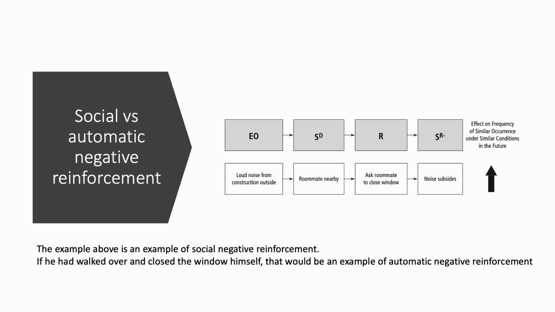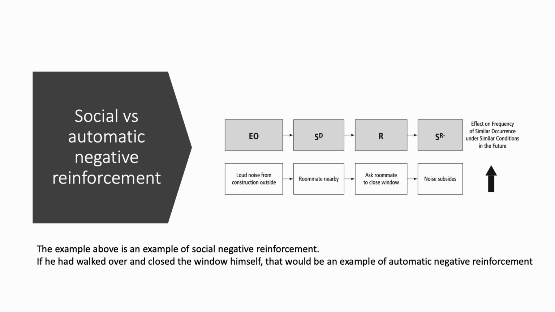Okay, so in the previous slide, I covered a lot of different examples of escape and avoidance behaviors. I really hope that by this point, you already feel more comfortable with discriminating between escape and avoidance behaviors. If not, please go back and review those examples in the previous slide just to help you distinguish between those two. So now we're going to talk about social versus automatic negative reinforcement.